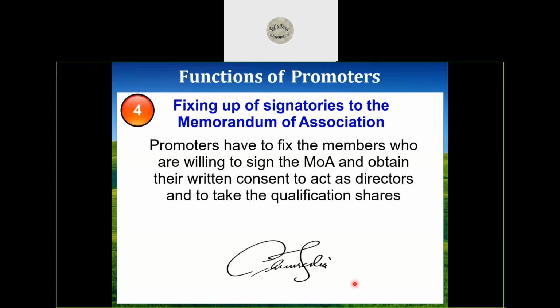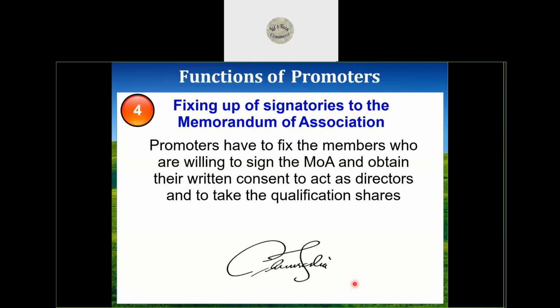Fourth is fixing up signatories to the Memorandum of Association. When we make the company, there are documents. There are various documents which we need to file with the registrar. The main document is known as the Memorandum of Association. Memorandum of Association एक document होता है. We will be studying about it later on.